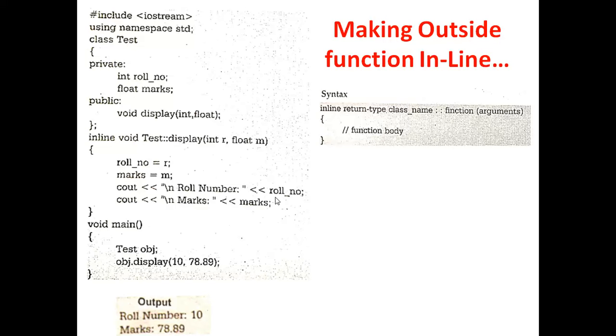78.89. Here you can see the syntax of making an outside function inline. Initially we use the keyword inline, then the return type, which is void in this example, then the class name, which is test, then the scope resolution operator and the function name, which is display, and the arguments int r and float m, and then we write the body part of that function.